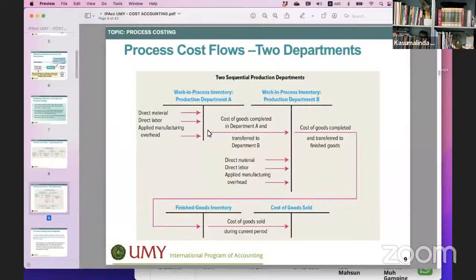Okay, and the cost will be accumulated here until the process has finished. Okay, they will transfer to the next process, which is Department B. Okay, all costs will be transferred to Department B.